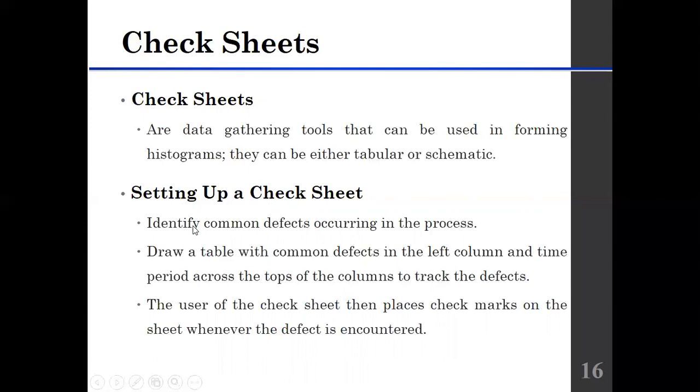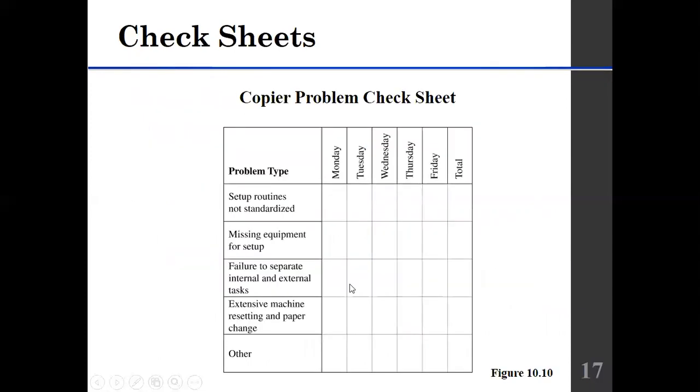The first one is to identify common defects occurring in the process. Then we will have to draw a table with common defects in the left column and time period across the top of the column to track the defects. The user of the check sheet then places check marks on the sheet whenever the defect is encountered. This is a sample of the check sheet.